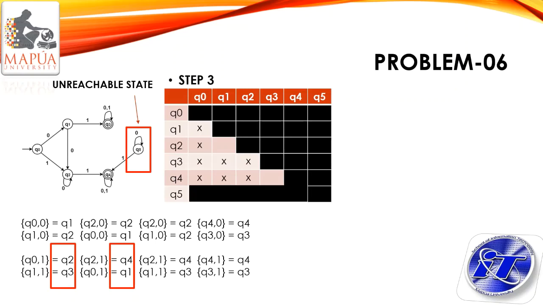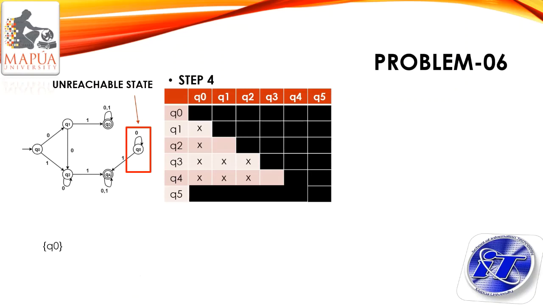So we're going to remove it. Okay. So let's check Q1, Q2 again. Q4, Q3 is not marked. Q4, Q3 is not yet marked. Okay, so we're not going to mark these both cells. So let's move on to step 4.